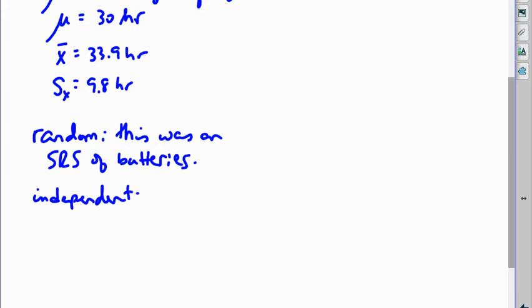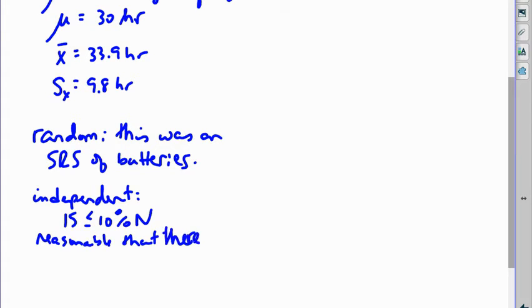Do our calculations with standard deviation. So is it independent? Because we have a finite number of batteries, is 15 less than or equal to 10% of n? It does seem reasonable that there are over 150 batteries. So that means we have independence.